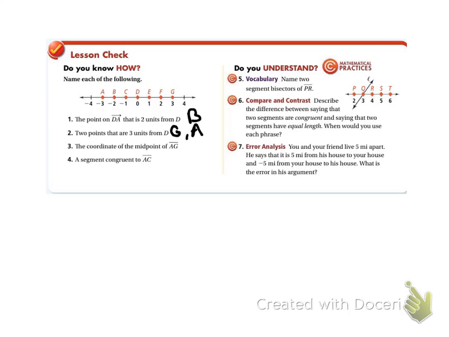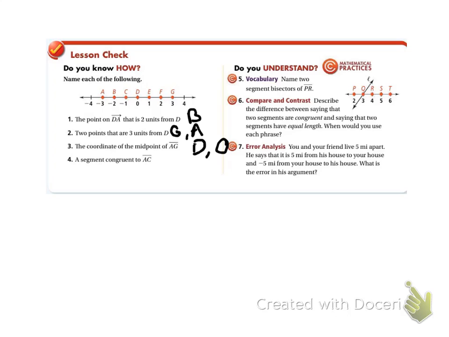And then the coordinate of the midpoint of AG. So AG is 1, 2, 3, 4, 5, 6 segments long. So I need to go 3 segments to find the middle. So 1, 2, 3. Coordinate of the midpoint is D, and the coordinate is 0.